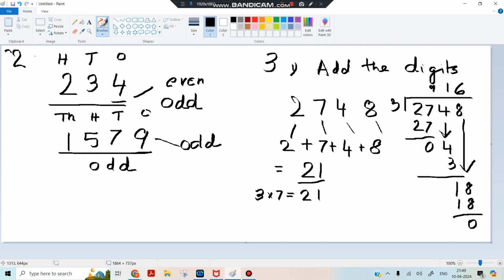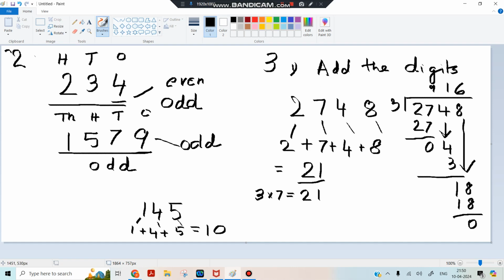Now let's check another number. Suppose we take another number 145. What are the digits? 1, 4 and 5. If you add them, 1 plus 4 plus 5, which gives you 10. Now is 10 divisible by 3? Does 10 come in the table of 3? It doesn't. So if 10 is not divisible by 3, then 145 is also not divisible by 3.